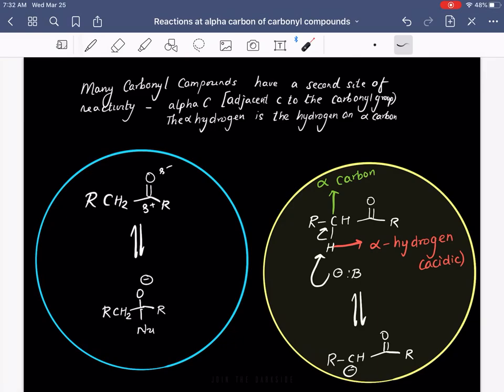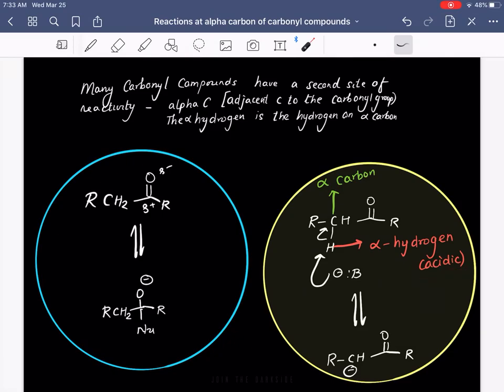But carbonyl compounds also have another site for reactivity, and this site is called the alpha carbon. The alpha carbon is the carbon that is adjacent to the carbonyl group. So here is the carbonyl group and this is the alpha carbon, and any hydrogens attached to the alpha carbon are called alpha hydrogens. A special thing about alpha hydrogens is that they are acidic.